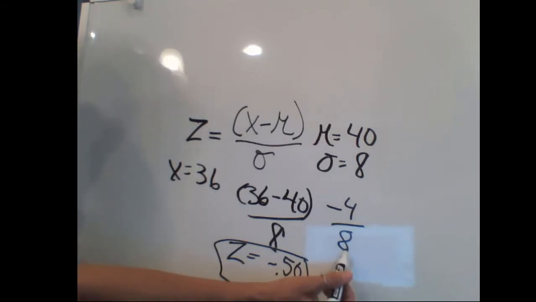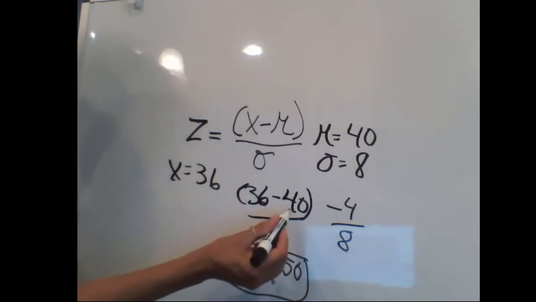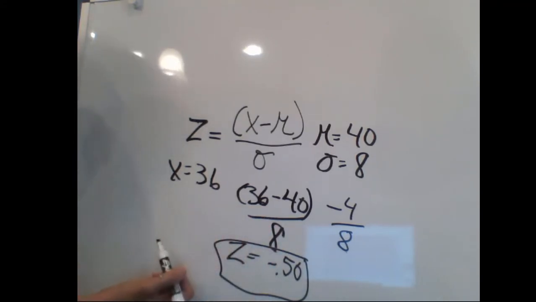So my z-score for a score of 36 means basically half a standard deviation below the mean. The standard deviation is 8, and my score is 4 below the mean. Half of 8 is 4, so that means our z-score is a negative 0.50. Let's take a look at the next one.